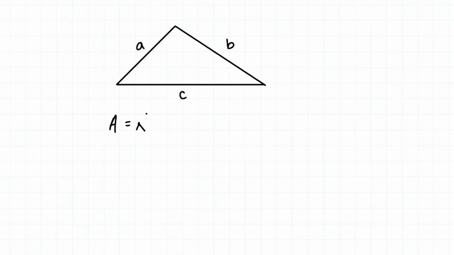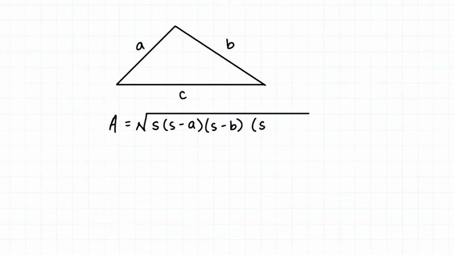So the formula is square root of S(S minus A)(S minus B)(S minus C). So in case of a triangle where the height is not given and only 3 sides are given in the question, then we use this formula. And this formula is also known as Heron's formula, okay?